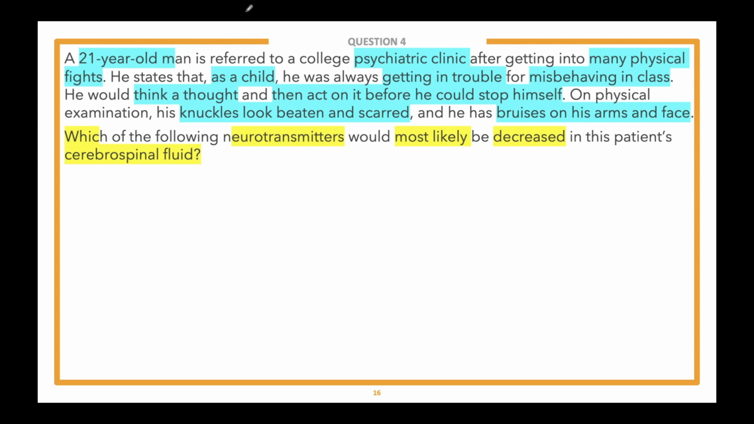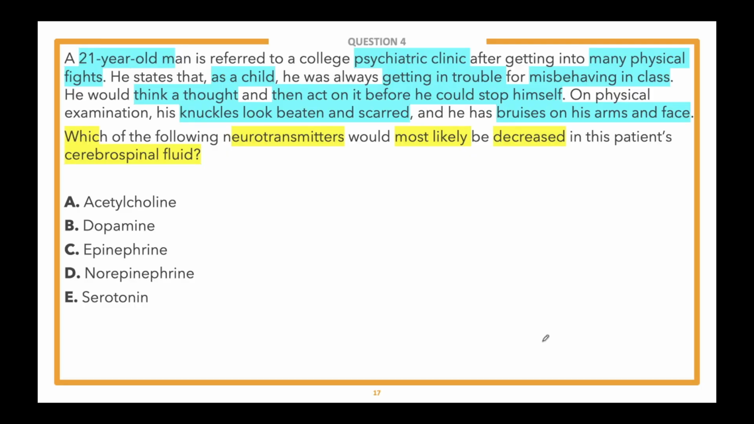So let's talk about how many steps we think this question is. Well, I think this is probably a nice two-step question. I think one, we need to figure out what's going on with this patient. And then two, I think we need to figure out what are the neurotransmitter abnormalities in whatever we determine number one is. So let's go ahead and take a look at those answer choices.